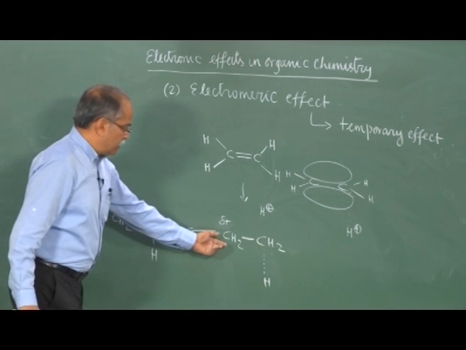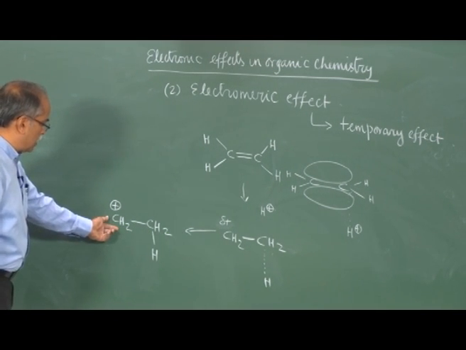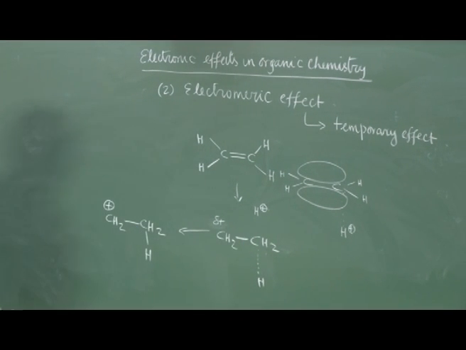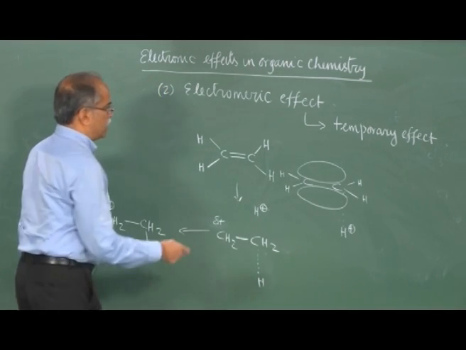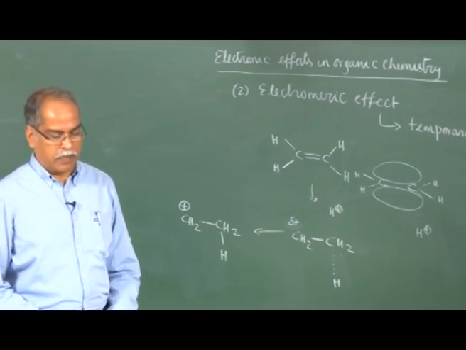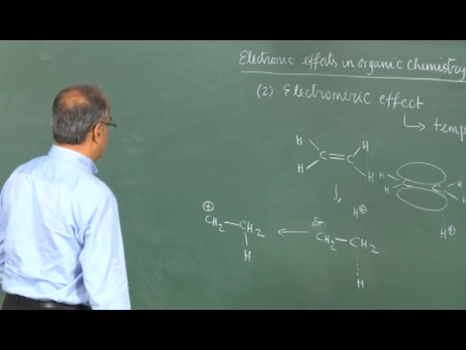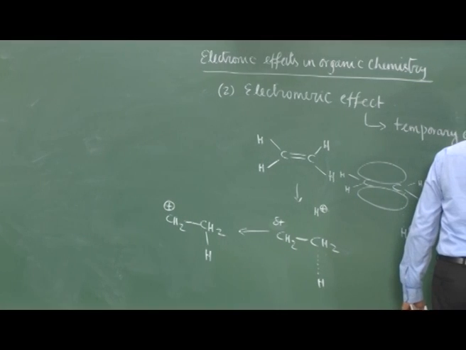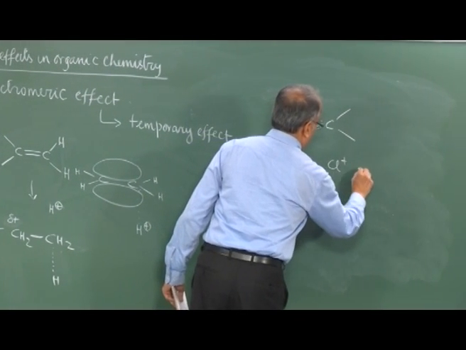You get a polarization. The polarization is complete in terms of developing a fully positive charge on the carbon because the proton is being attached to this particular CH2. So, this is what is known as the electromeric effect. This is a temporary effect. It is felt only in the presence of a reagent that is approaching the carbon atom. Instead of the proton, one can also think of a chloronium ion or a bromonium ion approaching.